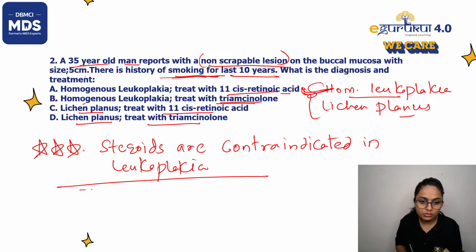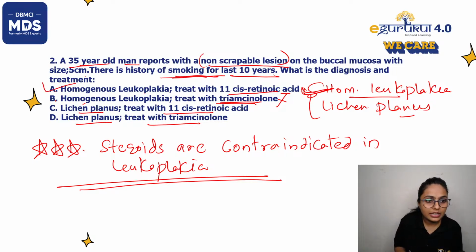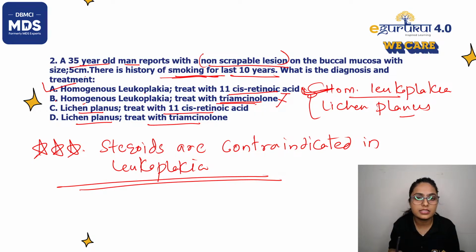All right. Now you should be able to get your correct answer, right? So steroid, that is option B. We will not mark option B since they have given the treatment plan for leukoplakia as steroid. So the answer for this question is option A, which is homogeneous leukoplakia, treat with Levensis retinoic acid. Why did we choose homogeneous leukoplakia here? Because they have mentioned specifically history of smoking, history of tobacco usage.